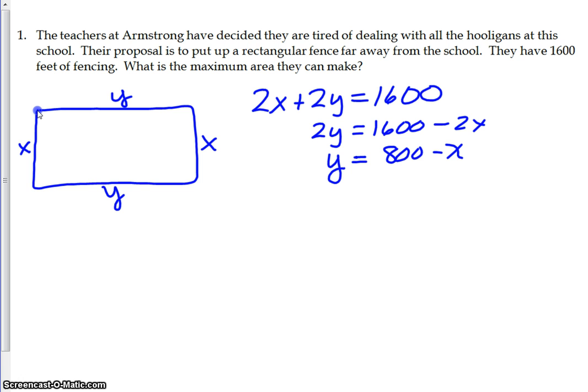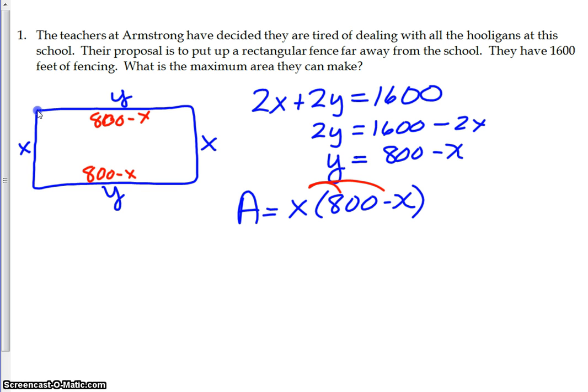So in other words, this is really 800 minus x. This is really 800 minus x. All right, so then your maximization formula would be x times 800 minus x. Now I'm going to leave this one for you. Know that you're going to multiply through here. I'll even do this for you. 800x minus x squared.